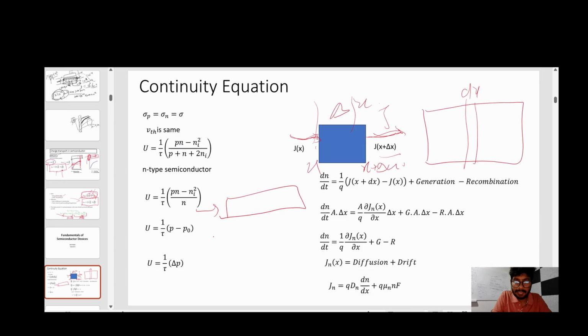These currents won't be equal, because there will be carrier generation and carrier recombination. Because of these, the current won't be the same. So we will look into how we can find that out.